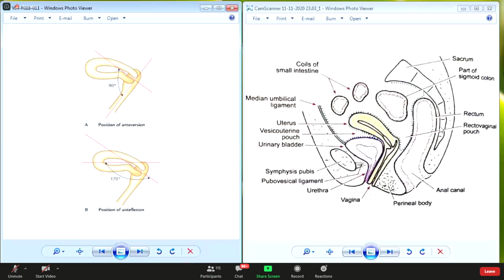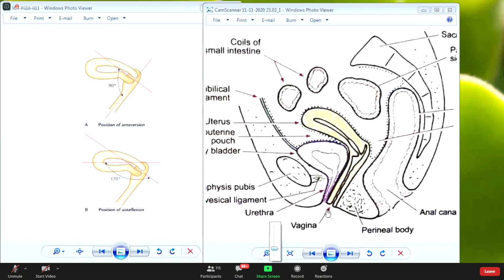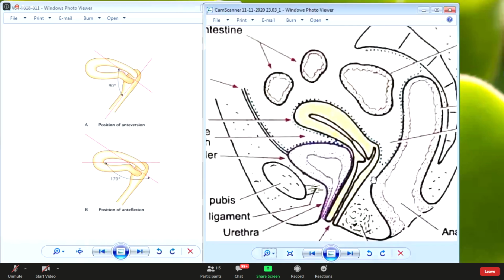How? Say for example, you can see from this figure, the urinary bladder is very closely adherent to the uterine wall, and the urethra, the vagina and the rectum are very close to each other. This is the long axis of the vagina, and this is the long axis of the cervix. From this figure on the left side, please have a look, this is the long axis of the vaginal canal, and this is the long axis of the cervical canal. There is a 90-degree angle between these two. This is called anteversion.